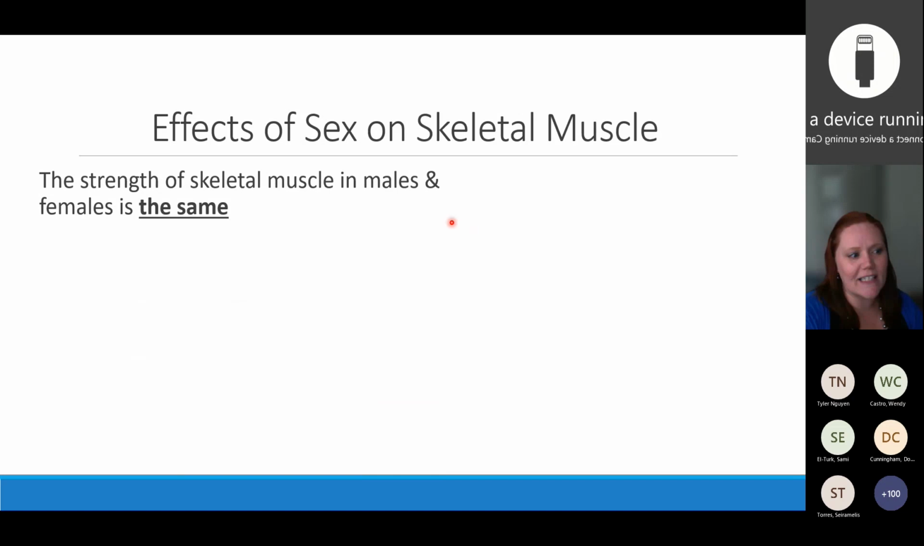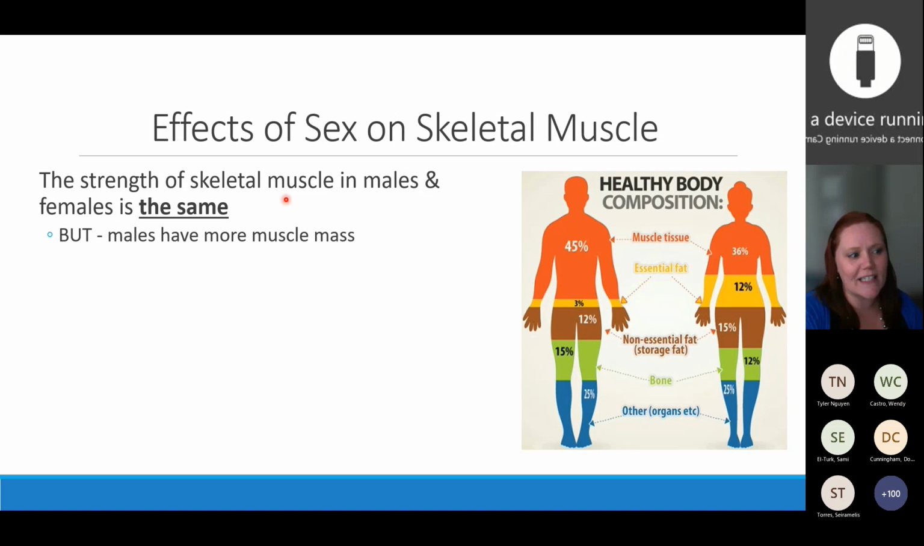Final thing I want to chat with you about, and then I will let you go, is the effects of sex on the strength of skeletal muscles. When we talk about the potential strength of male and female skeletal muscle, it has the potential to be exactly the same. So the skeletal muscle inside me as a female is the exact same kind of skeletal muscle inside my husband, a male. Differences in strength are not because of differences in skeletal muscle itself.